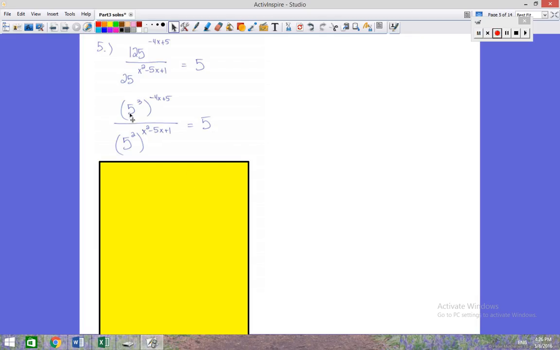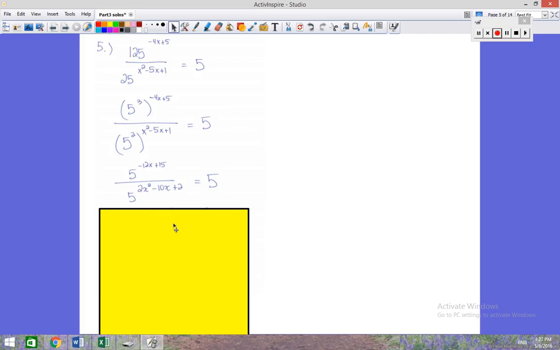Now, we have a power raised to a power, so we're going to multiply these exponents. When we take the 3 and everybody inside, both of these terms get multiplied by 3, and now all 3 of these terms get multiplied by 2. When I do that, this is what I get. The 3 times each term, negative 12x plus 15, and 2 times every term in that trinomial, I get 2x squared minus 10x plus 2.